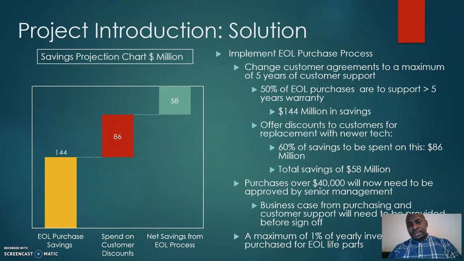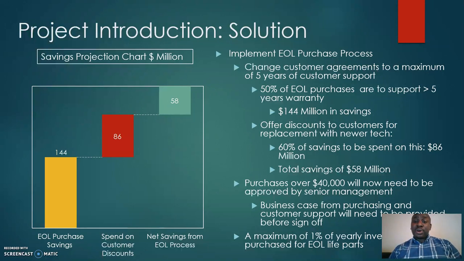Of course, we had to do something about it, and we came up with a solution in the form of an end-of-life purchase process. But to carry out the end-of-life purchase process, we had to do something first. We had to change our customer agreement in a way that favors our business. And we did this by making the maximum number of years we can offer customer support 5 years.